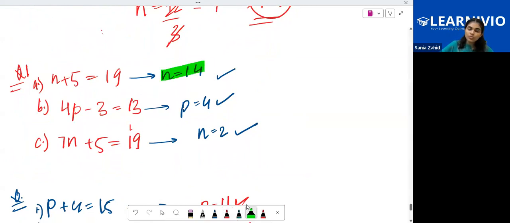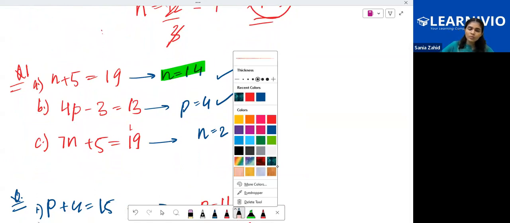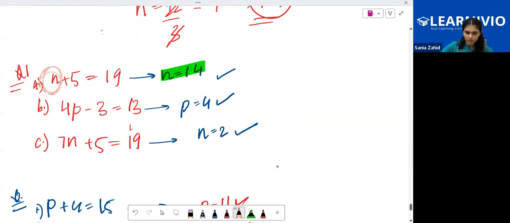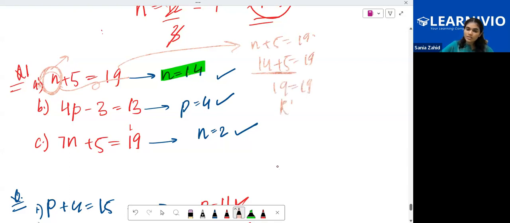Like you got n is equal to 14 over here. In order to check whether your answer is correct or not, you will put the value of n is equal to 14 over here. So solve this equation: n plus 5 is 19. Just put the value of n, put 14 over here. So 14 plus 5 is 19. What is 14 plus 5? It is actually 19 only. So your RHS is equal to LHS. That means your answer is correct. Okay, that is how we check our answers.